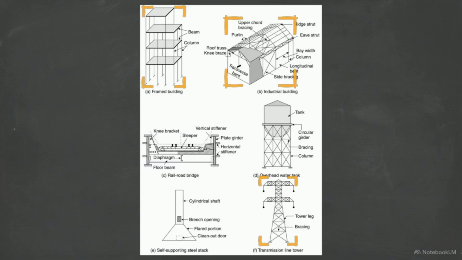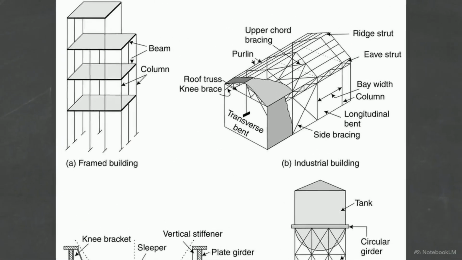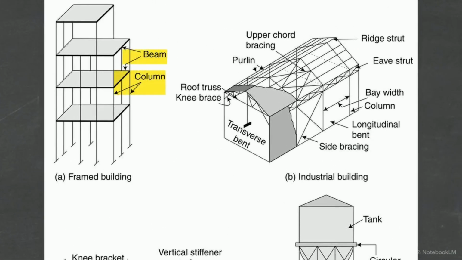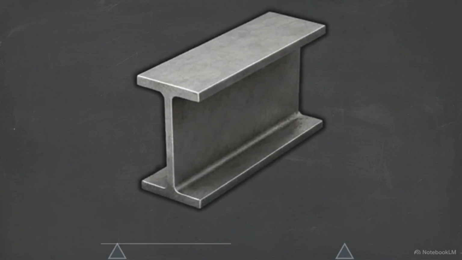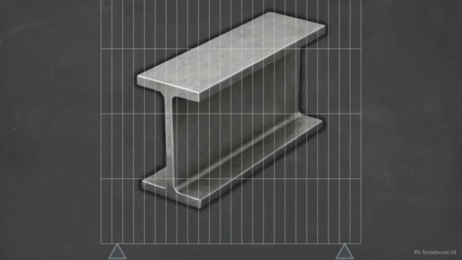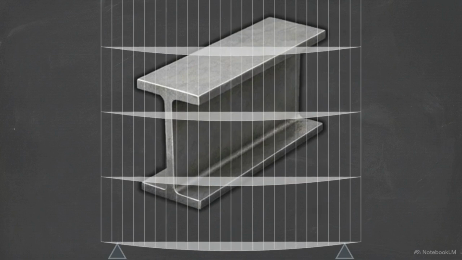From multi-story building skeletons and industrial roof trusses to transmission towers, the scale of our infrastructure is immense. Despite their different geometries, they all rely on the same core discipline, structural steel engineering. To understand how these systems work, we have to look at the micromechanics. We start with a single beam and the physics of a massive, concentrated point load.